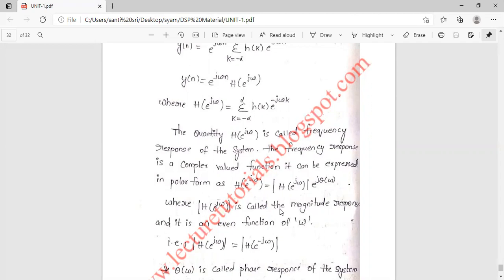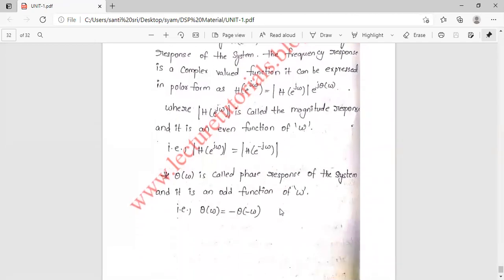The magnitude response is an even function of omega, that is mod H of e power j omega is equal to mod H of e power minus j omega. Why? Because it is an even function. Similarly, theta of omega, the phase response of the system, is an odd function of omega. That's why you can represent this as theta of omega equal to minus theta of minus omega. Okay, so this is about the frequency response of the discrete time system.